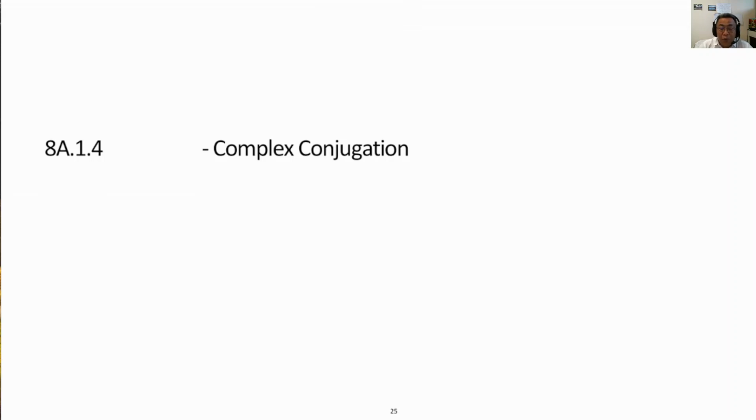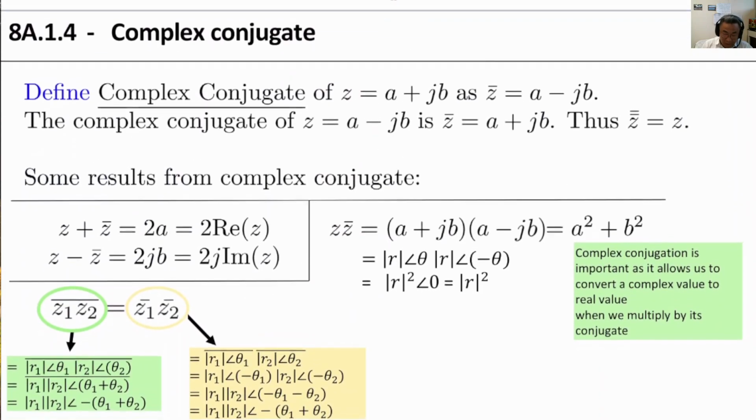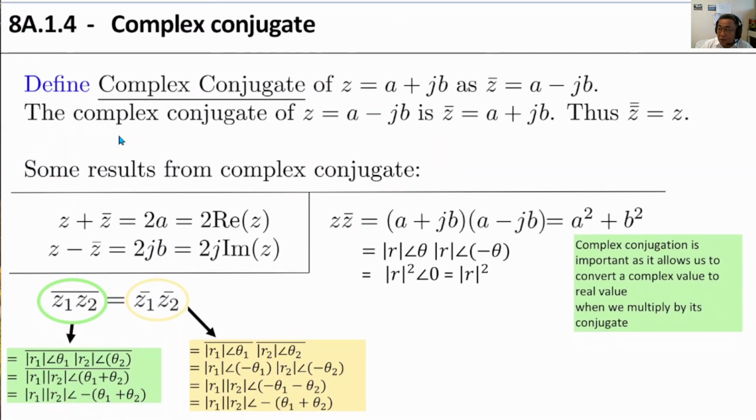This is 8.1.4, complex conjugation. In complex conjugation, the complex conjugation is an operation. It operates on a complex number. So for example, we are given z is a plus jb. The complex conjugate of z is denoted by z with a bar on top. This bar on top indicates that we are taking the complex conjugate of z.